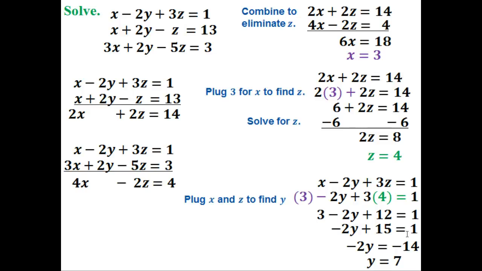Now this worked out really well so far. I know that my x value is 3. I got that from right up here. My y value is 7, and then my z value is 4.